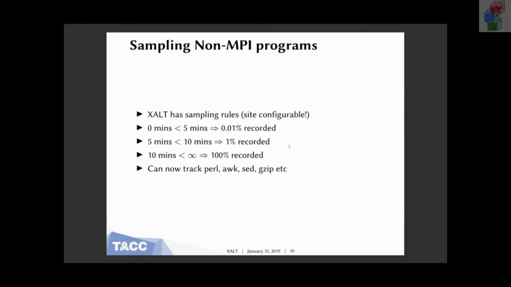So yeah, we can track Perl, awk, sed, etc. Obviously, I'm not getting all of them. For any of those that take less than 5 minutes, I only have a 1 in 10,000 chance of getting them. But at least it gives me a sample of them.